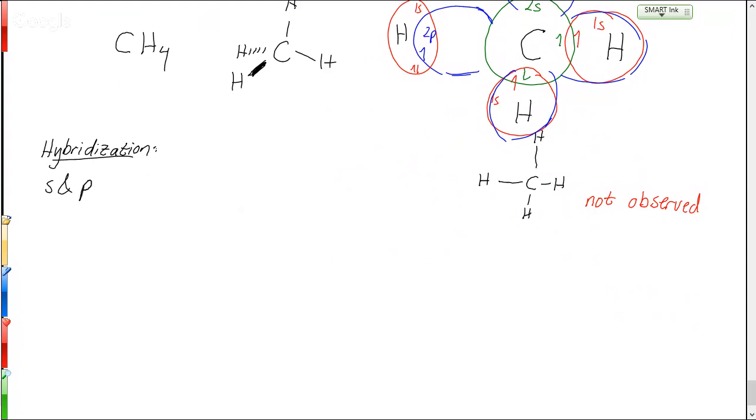Hybridization is the idea that instead of having separate s and p orbitals that contain their electrons and bond with these hydrogen atoms, the s and p orbitals combine to form hybrid orbitals. So instead of having an s orbital with its electrons and p orbitals with their electrons, they all combine. They make these new hybrid orbitals that are part s and part p.